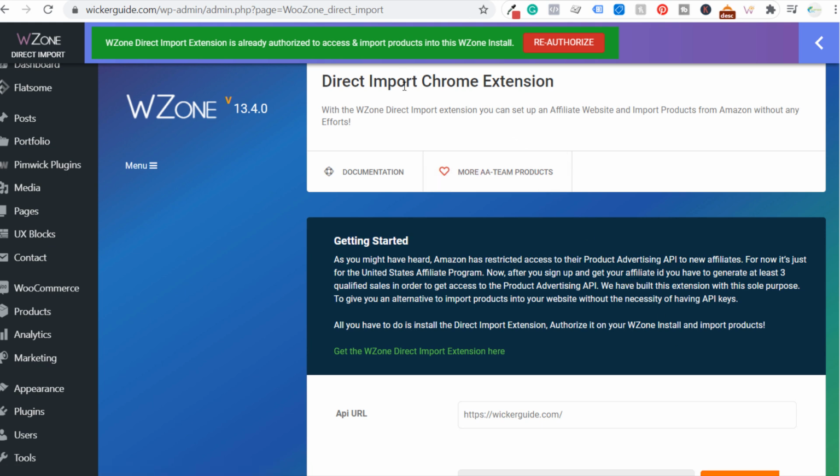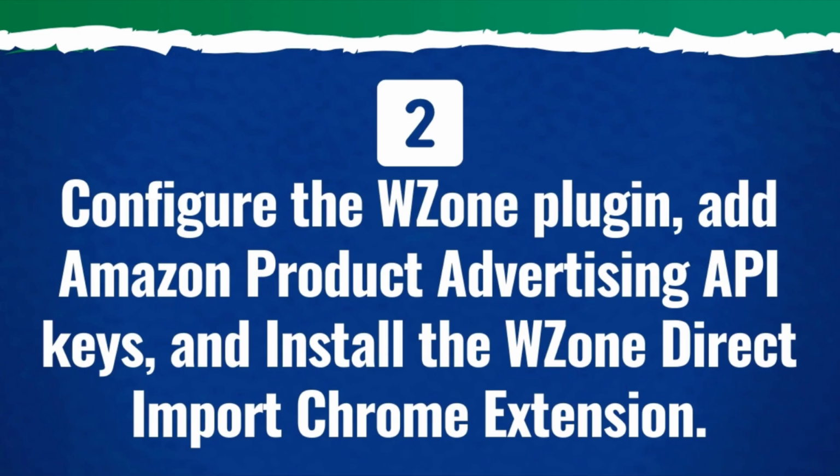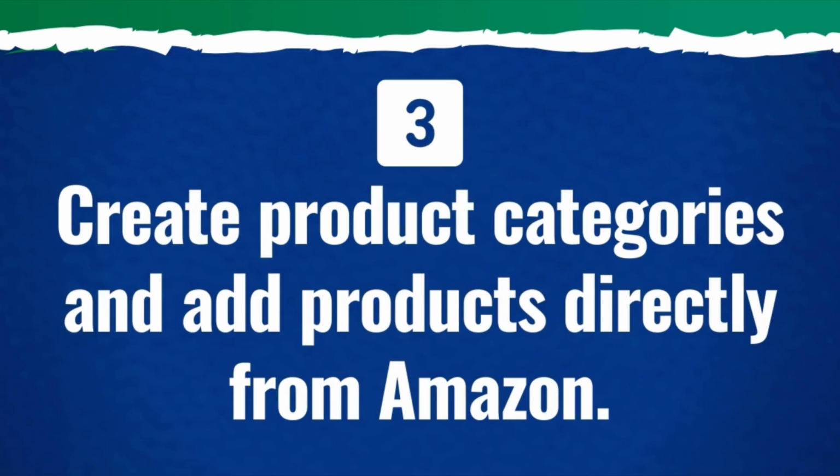And you just want to make sure you're connecting your WordPress website to this Direct Import Chrome extension, because this is what we're going to use to add Amazon products to our website. So we come back over here and we're going to go to number 3. The next thing you want to do is create product categories to add products directly from Amazon.